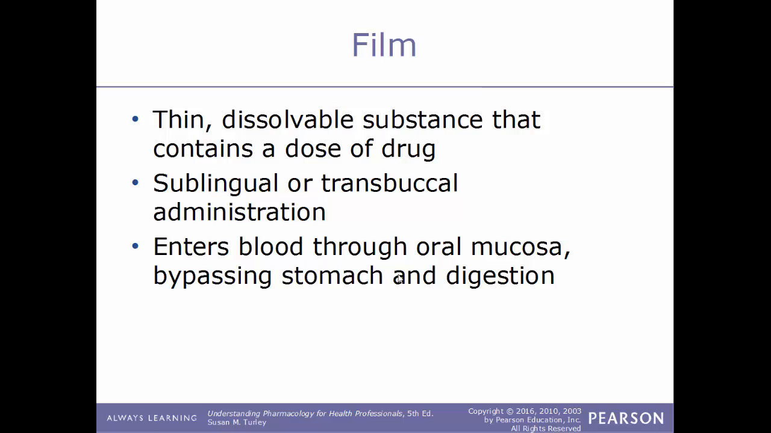The next form of drugs that we'll talk about is the film. It's a thin, dissolvable substance that will contain a dosage of a drug. This can be administered either sublingually or transbuccally, so either under the tongue or on the side of the mouth, on the inside of the cheek. From there, the drug is absorbed through the oral mucosa, and it will bypass the digestive system completely and go directly into the bloodstream.